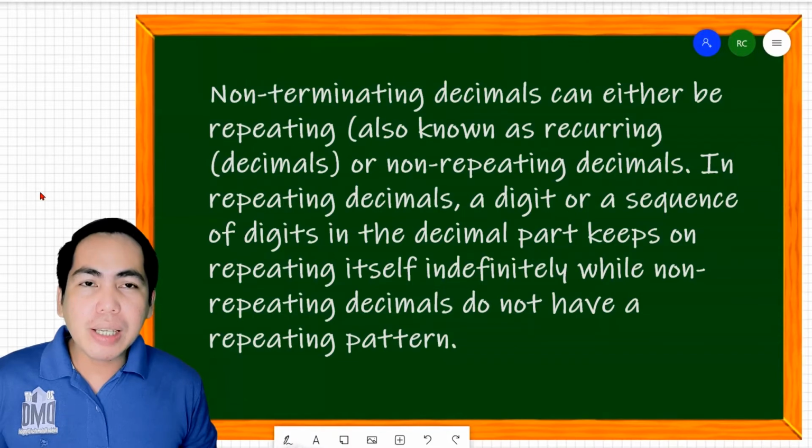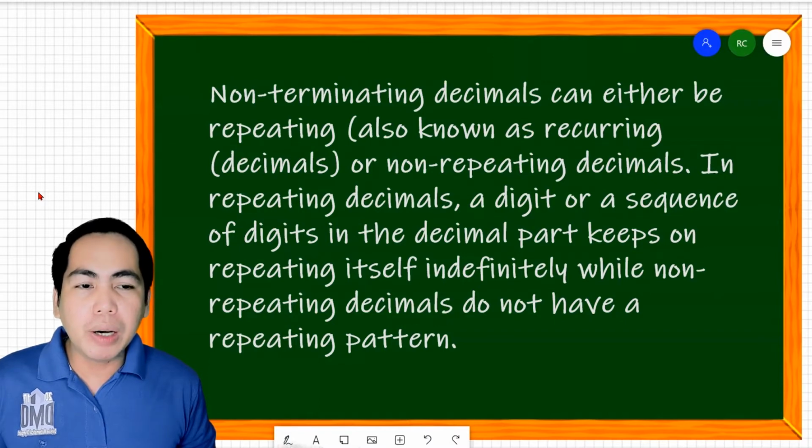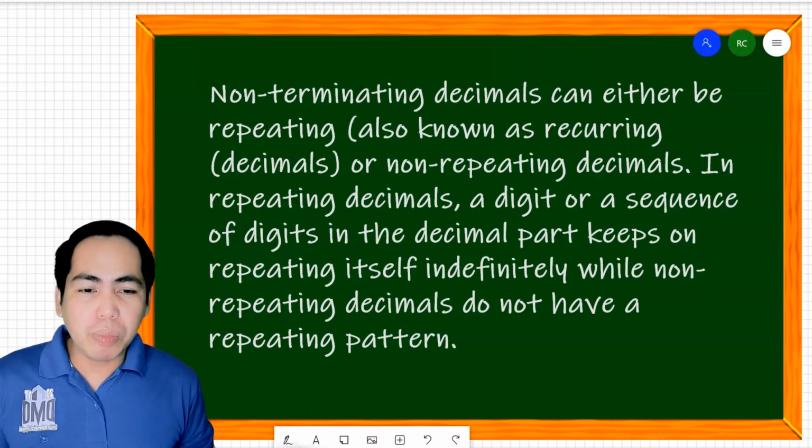Non-terminating decimals can either be repeating, also known as recurring decimals, or non-repeating decimals. In repeating decimals, a digit or a sequence of digits in the decimal part keeps on repeating itself indefinitely, while non-repeating decimals do not have a repeating pattern. So let us have examples.